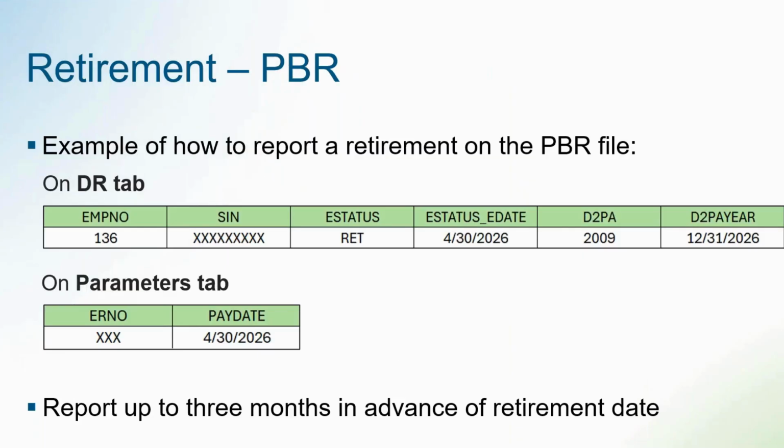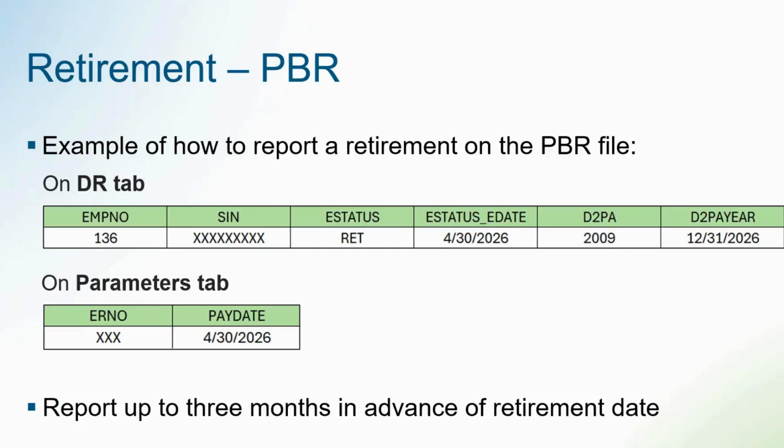Let me walk you through what this looks like in your actual PBR file. The file submission requires the retirement e-status code, which is RET. Then you must provide the e-status e-date, which is the date of the member's retirement date. The retirement date is the last day of the month in which the member last made contributions or will make contributions to the plan. You will also need to provide the pension adjustment in the column D2PA and the D2PA year, which is always the last day of the calendar year of the retirement.